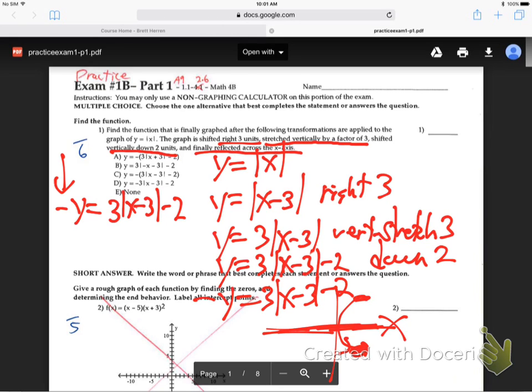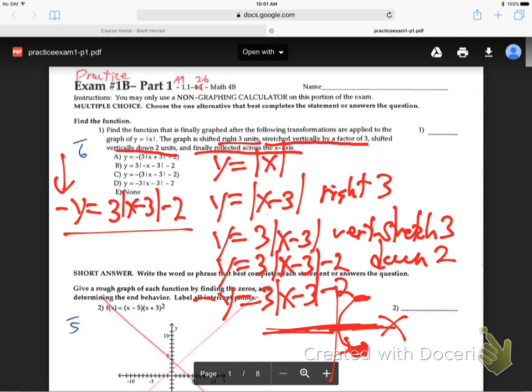Now, that is the right answer. I'm fine with that if you give me that on a test, but it's multiple choice. So I've got to figure out which one of these it is. None of them look like this. None of them have a negative y. They all have a regular y. So I've got to make mine, even though mine's right, look like theirs so I know which one to grab, right?